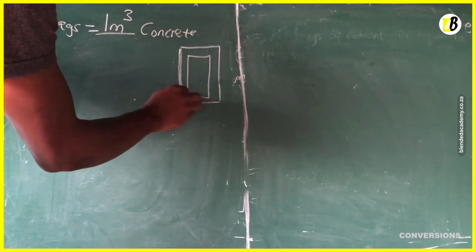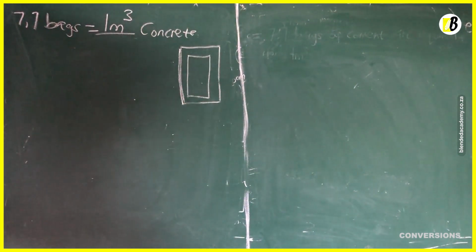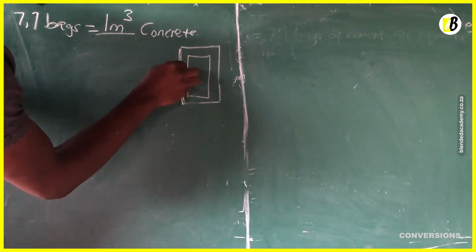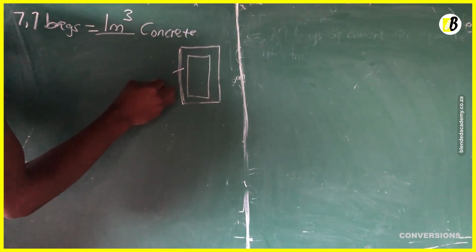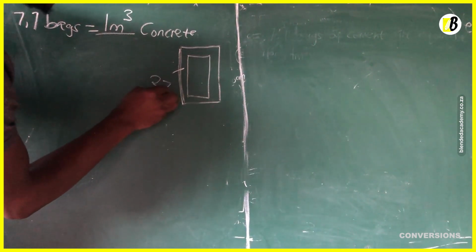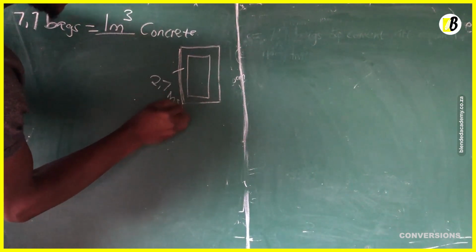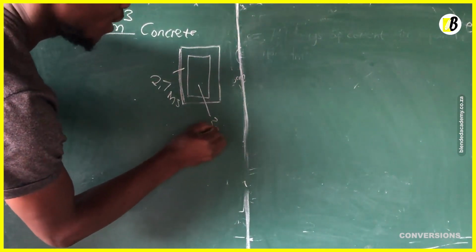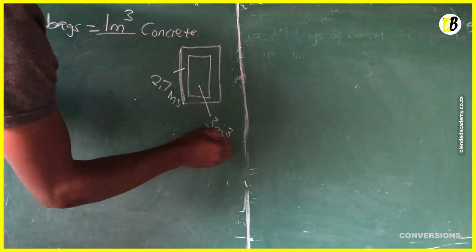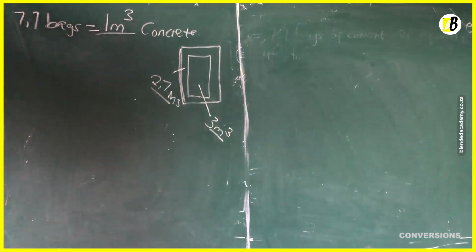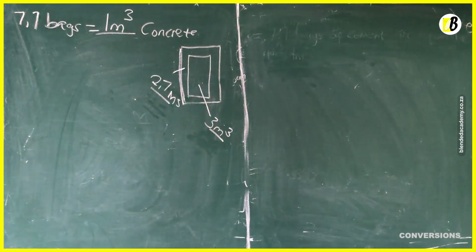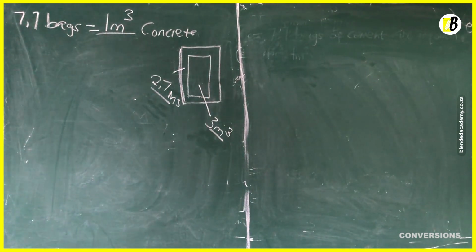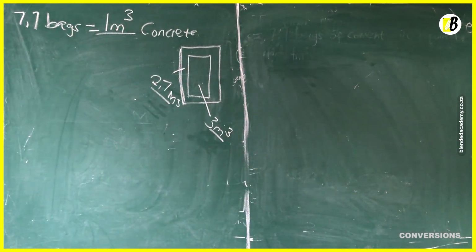And in this structure, they have indicated to you that the volumes are as follows. This side has 2.7 meters cubic and the inner has 3 meters cubic, right? This is what you're given. So we have the bag of cement and then we have the concrete.